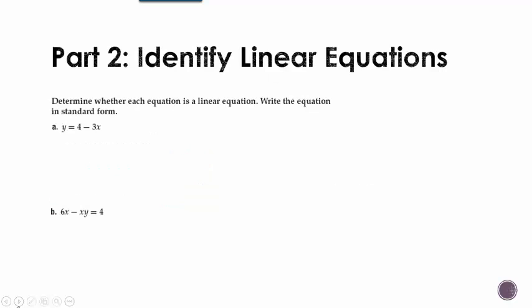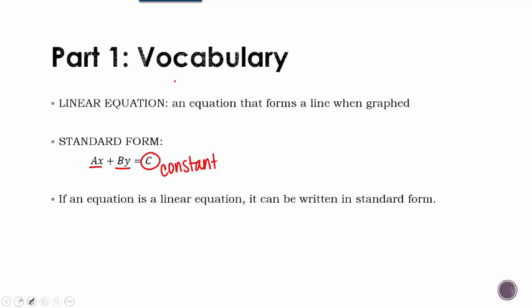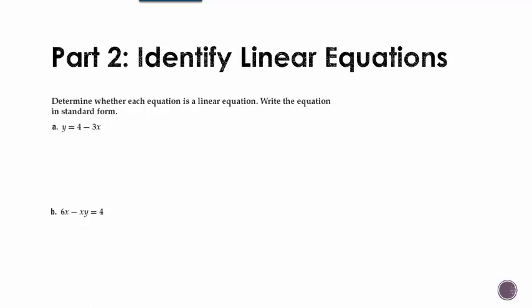Determine if each equation is a linear equation and write it in standard form. So remember, standard form looks like ax plus by equals c, so that's what we're going for. When I look at this first equation, the y is over on the left side, but the x isn't. So let's move it over. I'm going to just add 3x to both sides. I'm going to write the x's first because that's what standard form looks like.